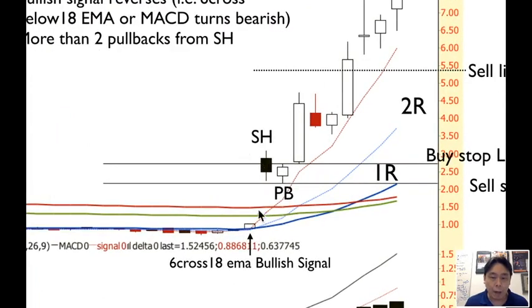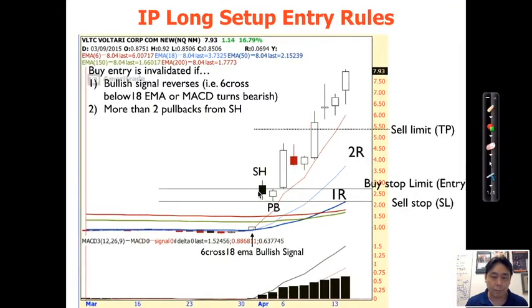And when it gapped up, what happened? That's right, the 6 EMA crossed above the 18 EMA. So that's a bullish signal, right? So right after the bullish signal, we have our swing high. Why is it a swing high? Because it is the highest high of all previous candles, right?